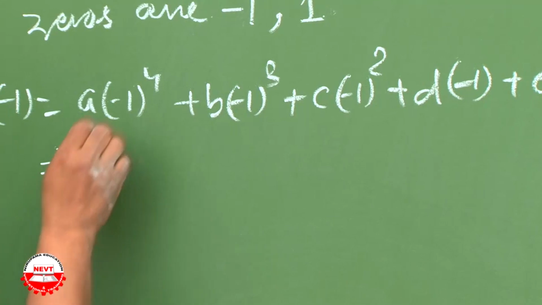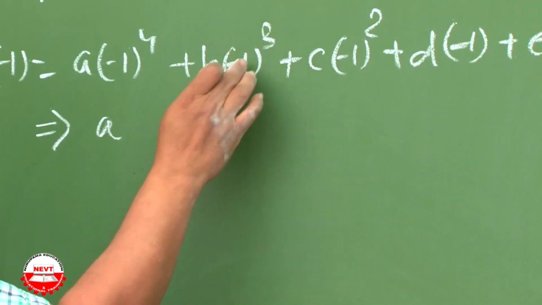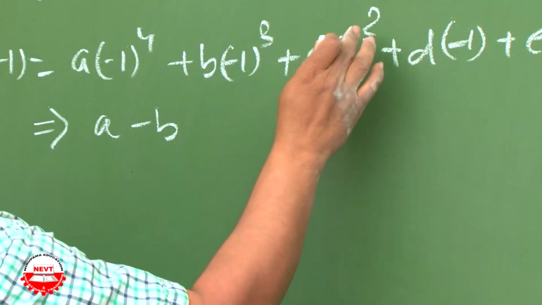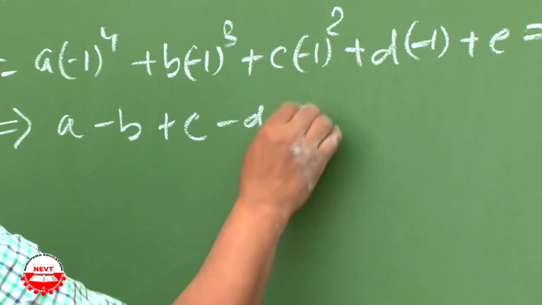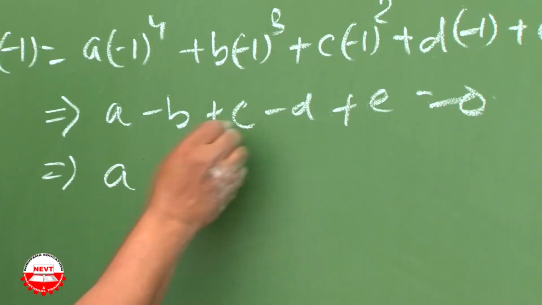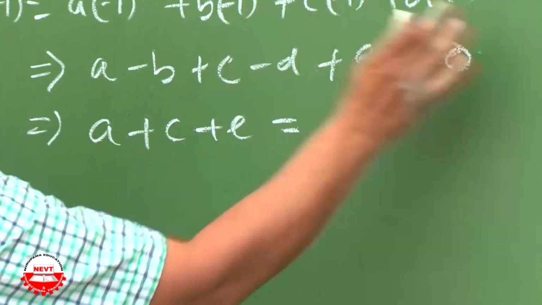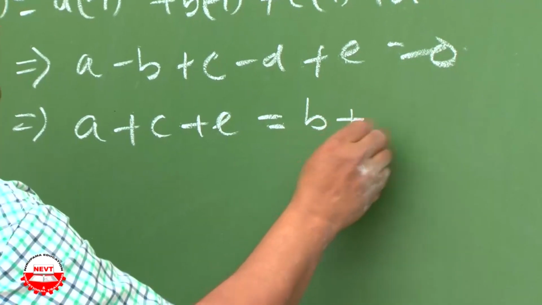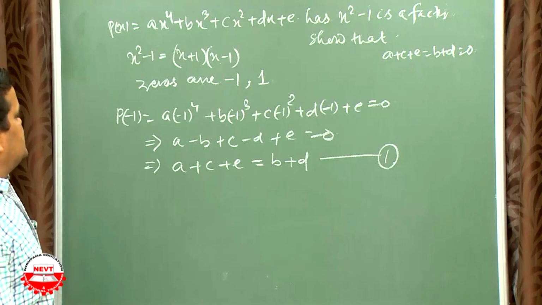That means minus 1 to the 4 is plus 1, that means a. This is minus 1 cube means minus 1 into b, minus b. This is minus 1 square, 1 into c means plus c. This is d into minus 1, minus d, plus e is equal to 0, or a plus c plus e is equal to minus b bring this side, b minus d bring this side plus d. It's okay. So you got the first equation.